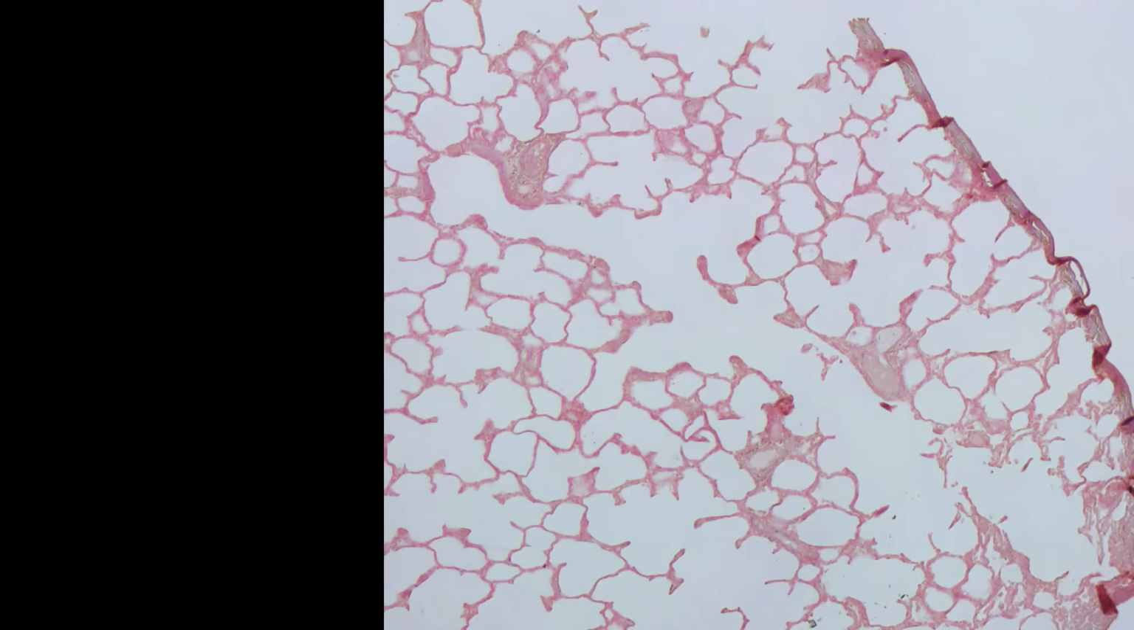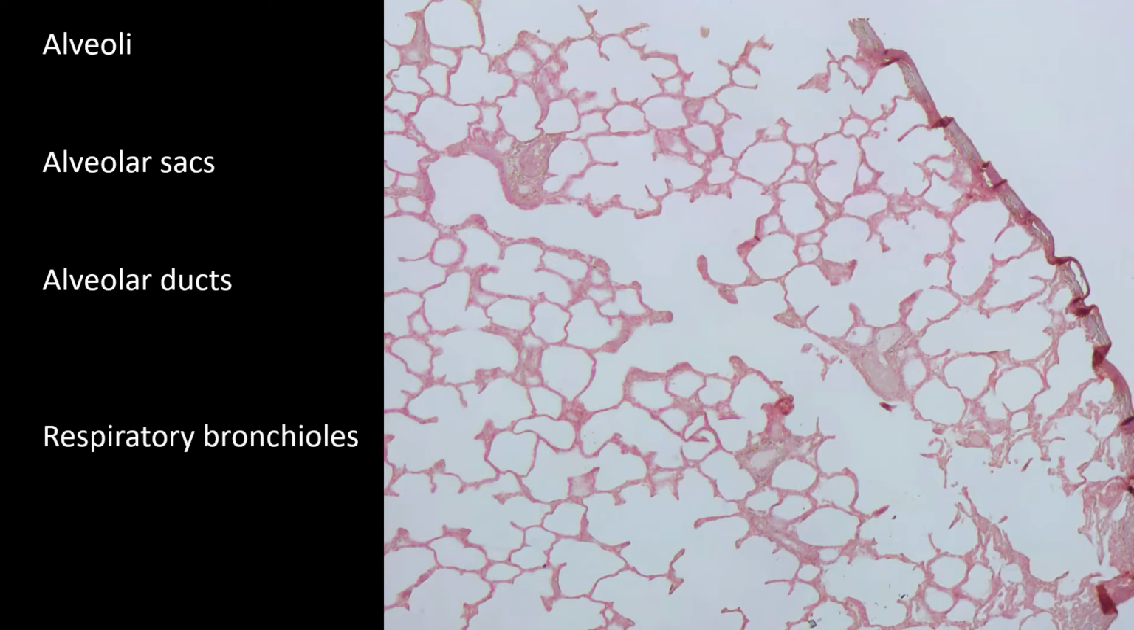The respiratory zone of the lungs is the part of the lungs where gas exchange is actually taking place. This zone contains the alveoli, alveolar sacs, alveolar ducts, and respiratory bronchioles. So the alveoli are made of simple squamous epithelium, and they're the actual site of gas exchange.